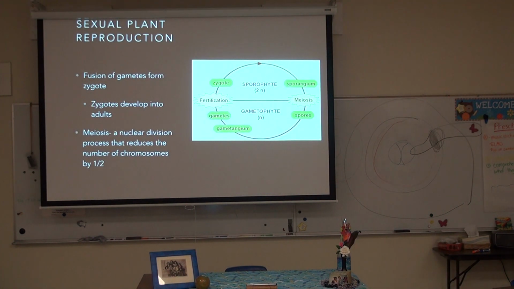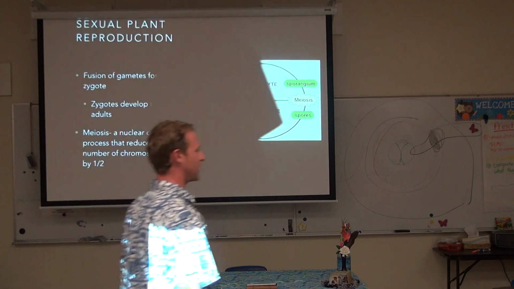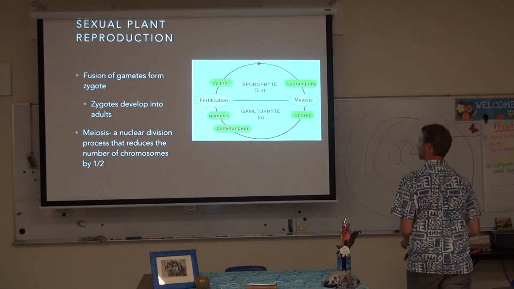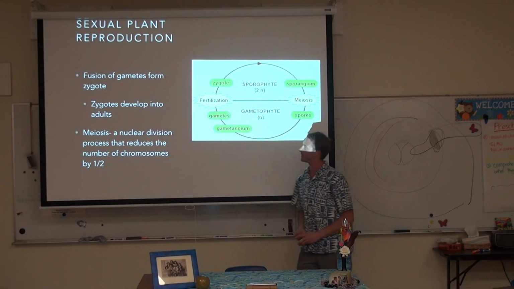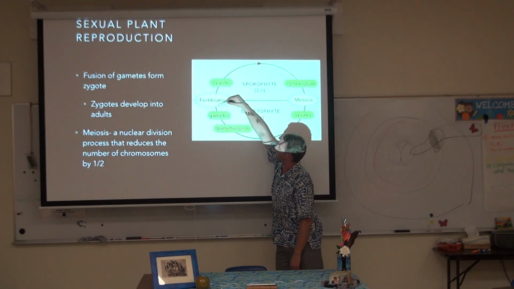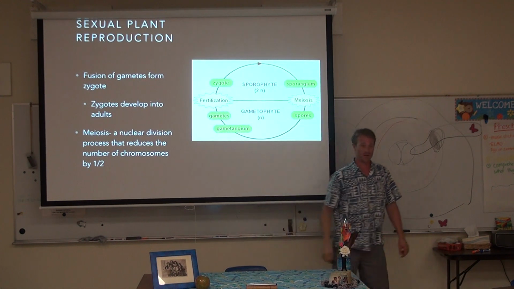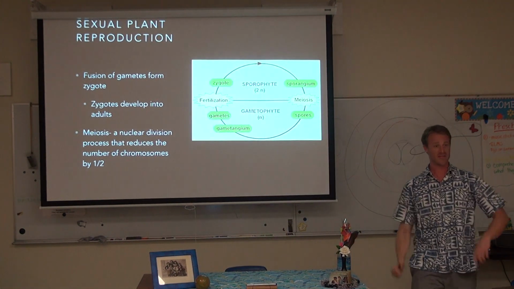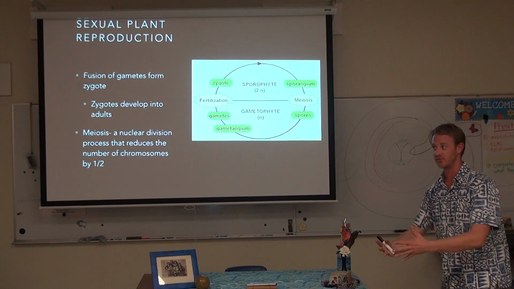Sexual plant reproduction, the fusion of gametes to form a zygote. I think I'm repeating where we were 2 hours ago, but we're going to get pretty deep into it, so I want to keep doing it. Fusion of gametes to form a zygote. Gametes come together, single cells come together to make a multicellular creature that will become an adult, which can reproduce.